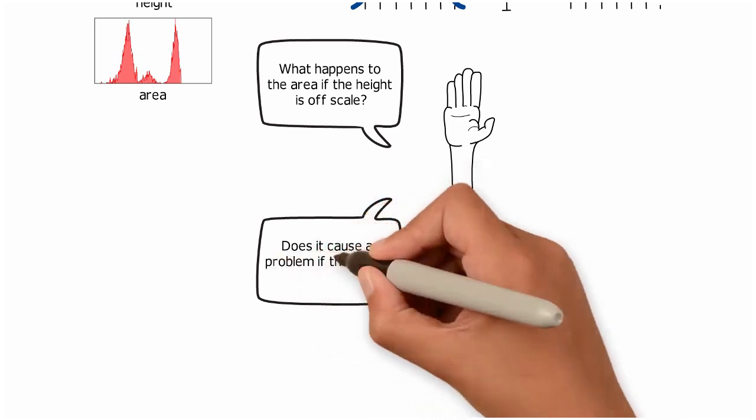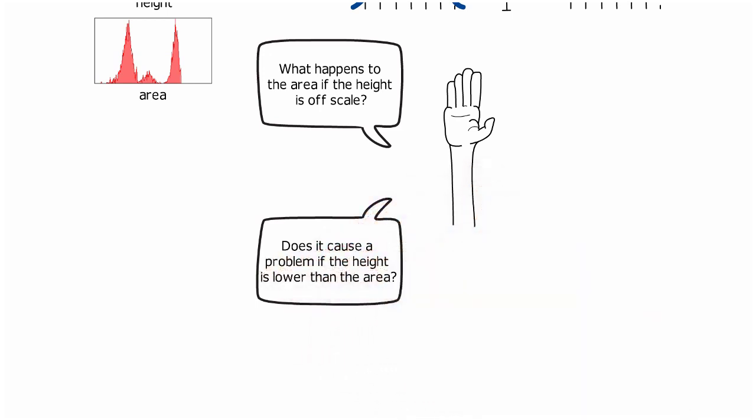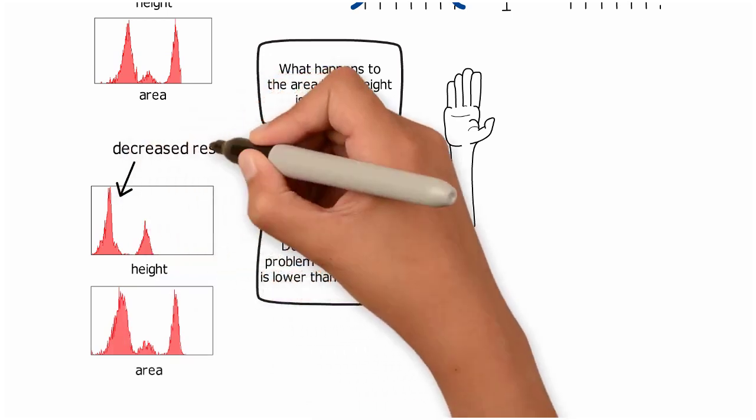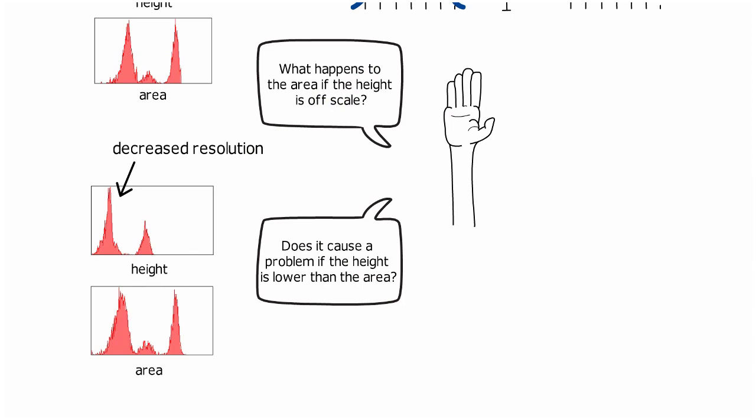Does it cause a problem if the height is lower than the area? If the height is too low, then the signal might be affected by electronic noise, resulting in decreased resolution of dim signals from noise. And again, if the height is not measured accurately, then the area will also be affected.